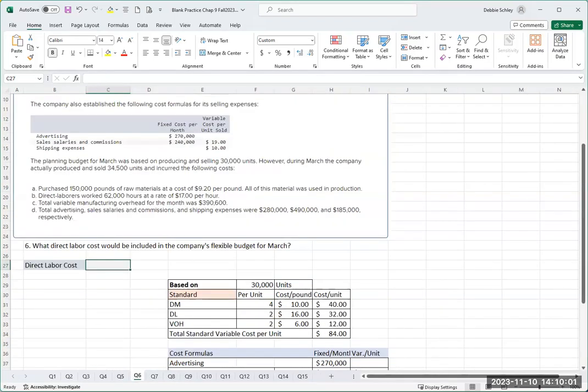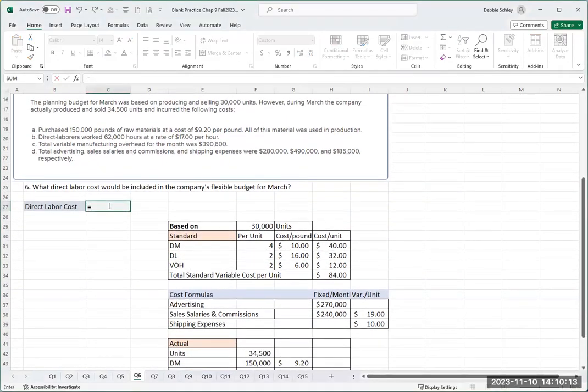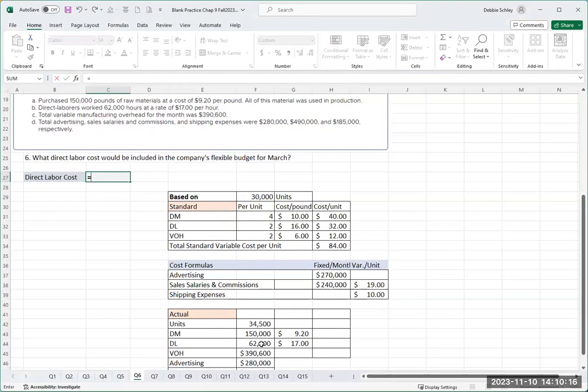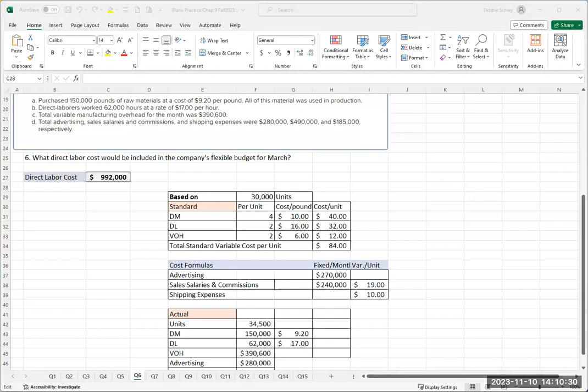Okay, question 6. What direct labor cost would be included on the company's flexible budget for March? So again, this is going to be based on the actual hours times the standard direct labor cost per hour. No, that's not right. Oh, okay. I see what I did. Okay. So I'm going to show you 2 different ways to get this.